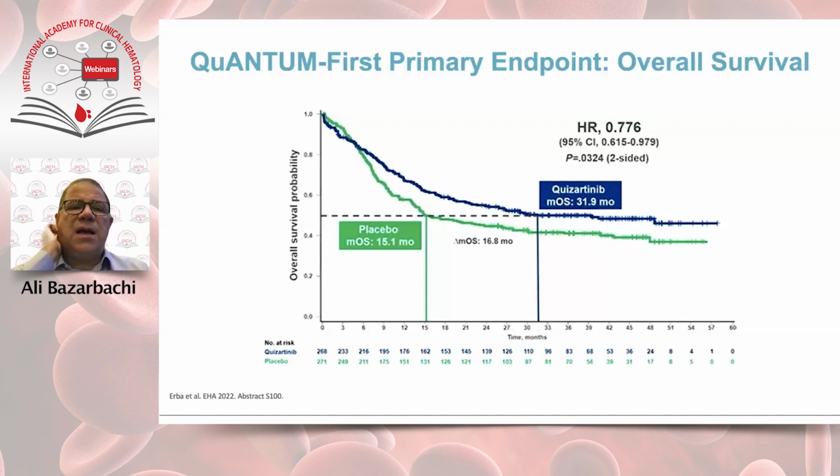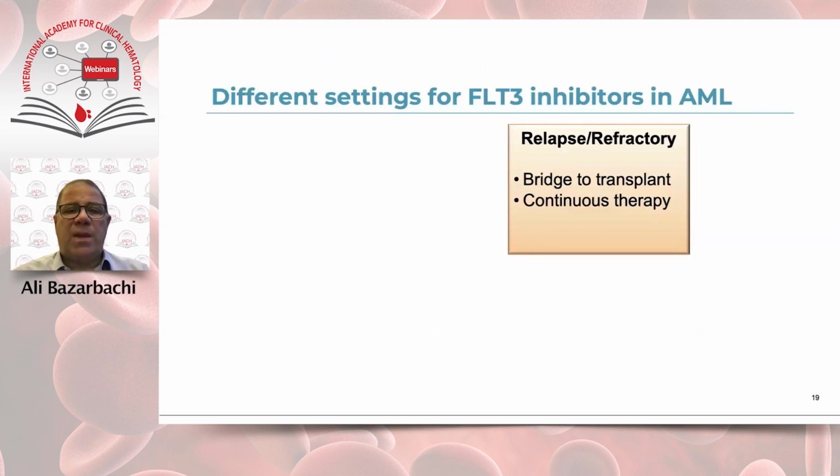And here are the results. The primary endpoint, overall survival, showed a significant improvement in overall survival, with median survival improving from 15 to 31.9 months, hazard ratio 0.77, significant p-value. So we have seen in these different studies a significant benefit for patients receiving FLT3 inhibitors together with induction and consolidation. What about patients in the relapse refractory setting?